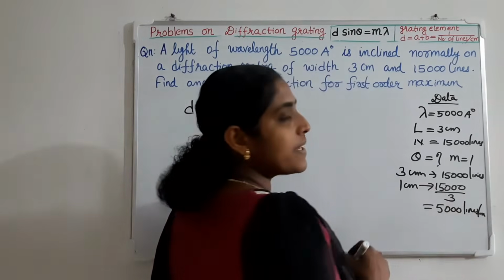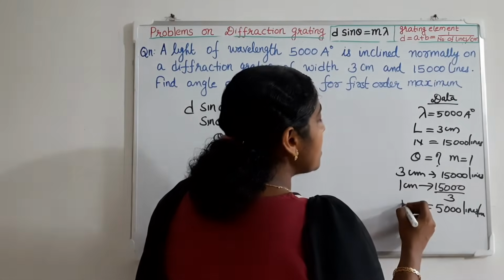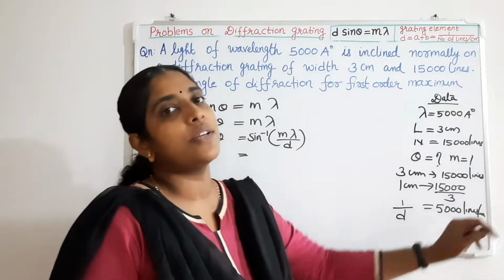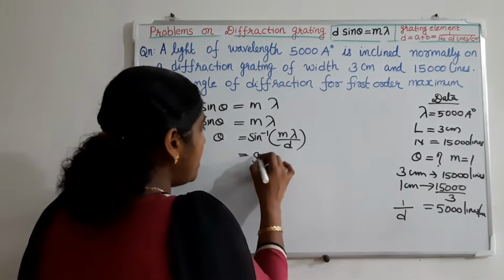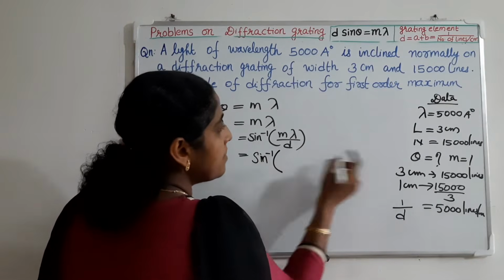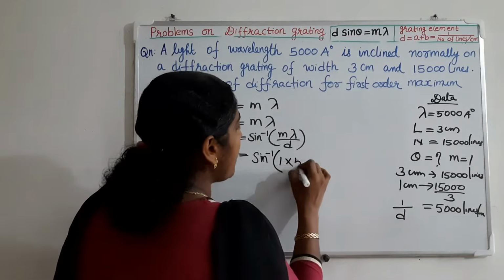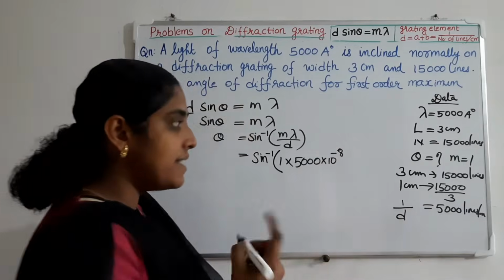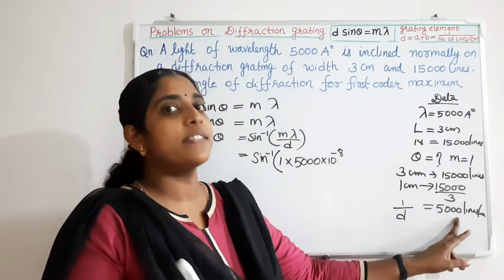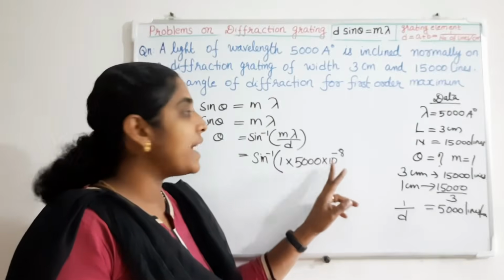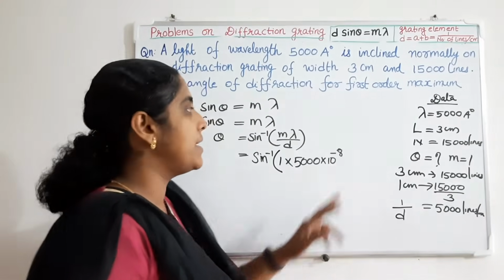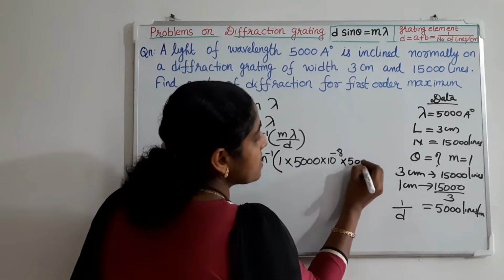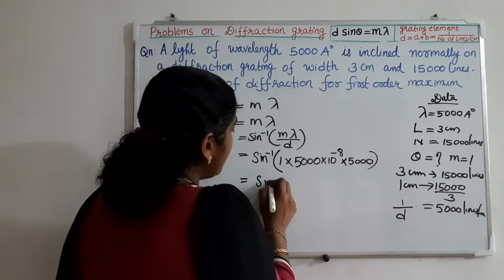This number of lines per centimeter and the grating element are reciprocal to each other. So 1 by d is equal to 5000 lines per centimeter. So we can write sine inverse of m is 1, lambda is 5000 Armstrong, that is 5000 into 10 raised to minus 8 centimeter. We are considering the number of lines per centimeter, so Armstrong also we have to write as 10 raised to minus 8 centimeter, into 1 by d. What is 1 by d? 5000 lines per centimeter.